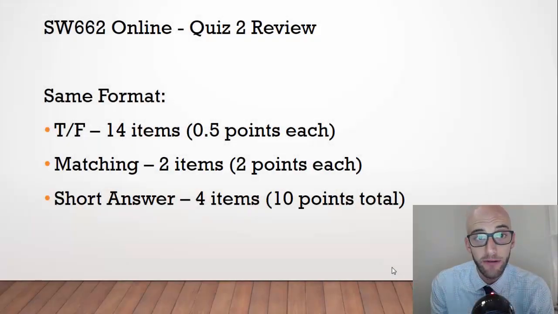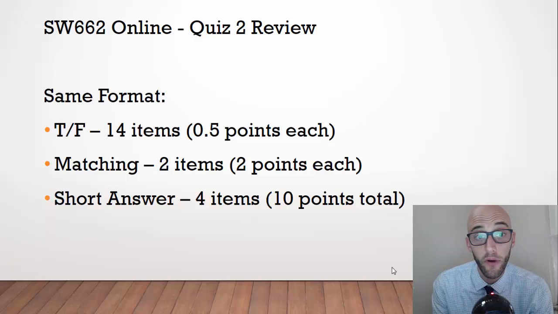All right, so in this video, I'm going to review quiz 2, and it's very similar to the first quiz. Same kind of format. There's going to be 14 items that are worth half a point each. So that means there's going to be 7 points total for the true-false items. So I would say if there's one that you're not too sure of, I wouldn't get too hung up with it. Maybe you can make a guess and come back to it.